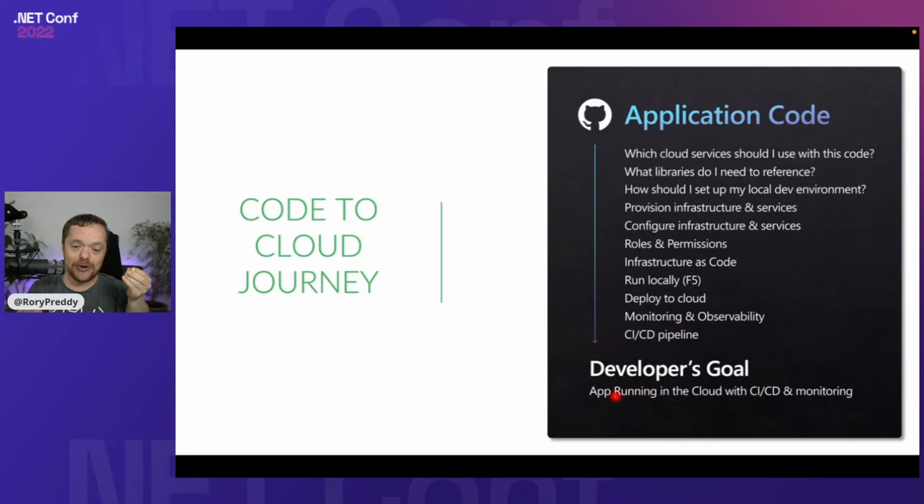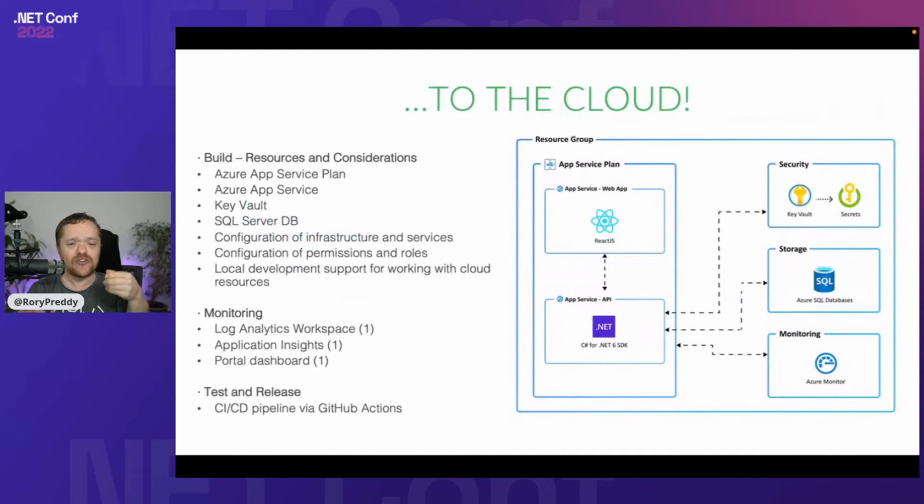Now, I want my developer Go app running in the cloud with CI/CD and monitoring. How do I get that done? There's so many different things. So I know that I've got my React app. I've got my API service. I'm going to connect to my SQL database. I want to use a Key Vault for my secrets because we at Microsoft believe in zero trust. We want to make sure that our secrets are safe. And then monitoring with Azure Monitor. There's so many different services here.